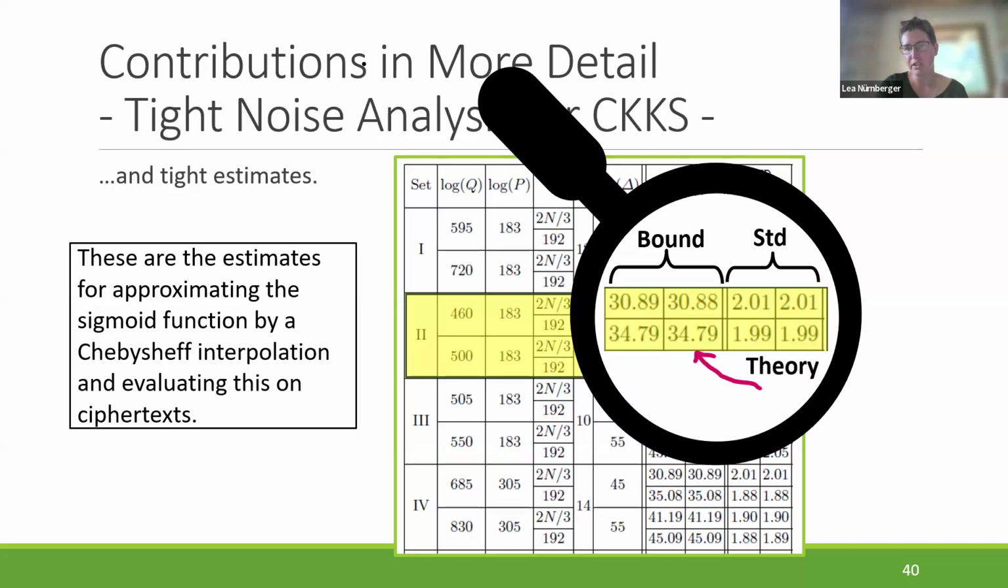And if we then bound it, here again we have the theoretical bound that comes out of the standard deviation, and here the practical bound. So we see that for the first parameter set we have a deviation of 0.01, so that is 1%. For the second one, none at all. So the bounds that we obtain are very tight.